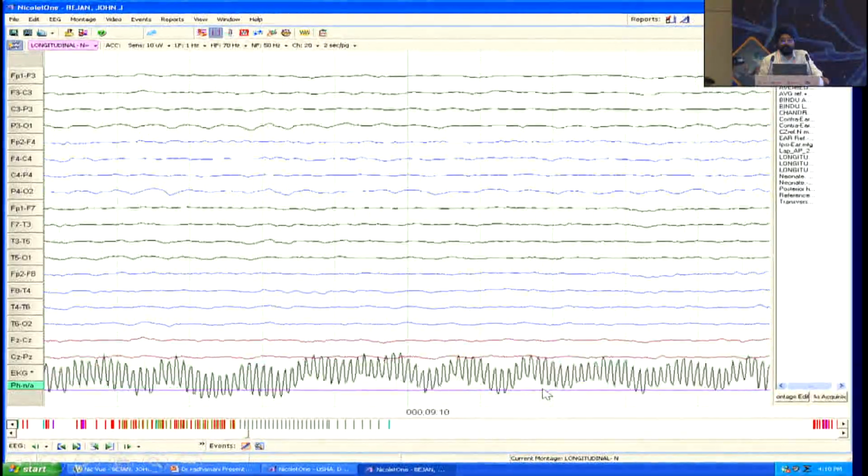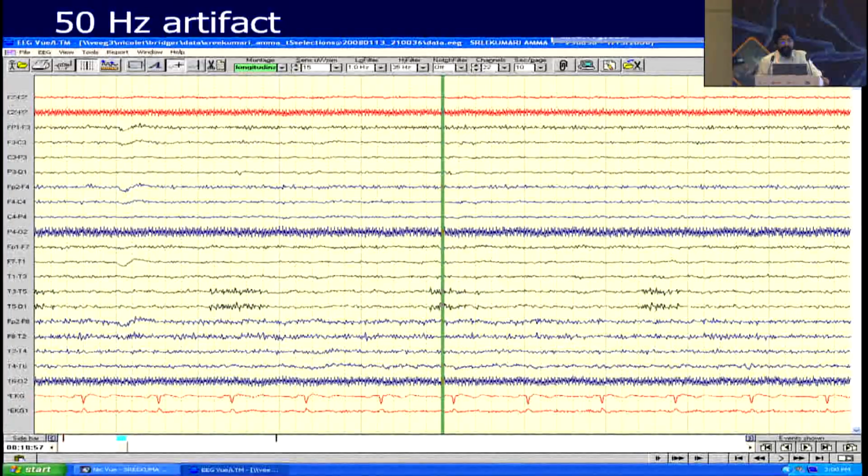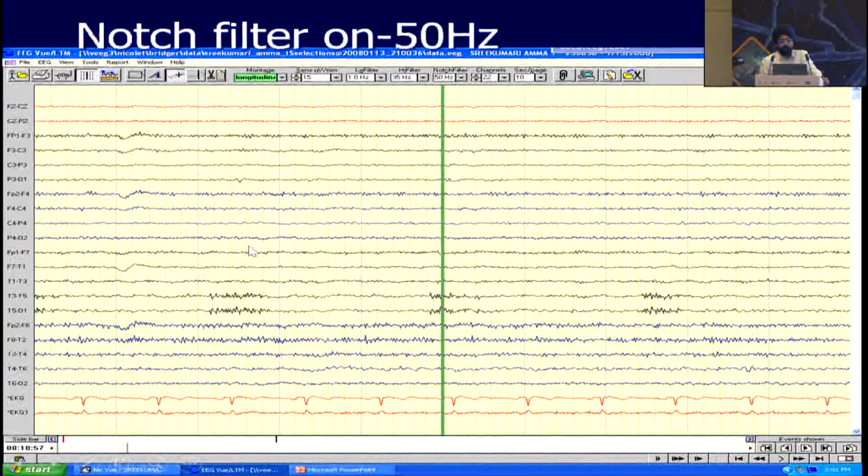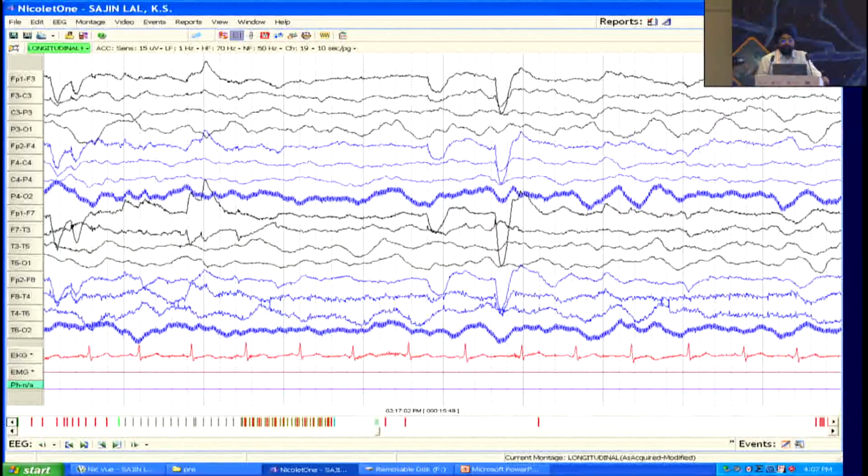So in this we see a very dirty line coming on the EKG electrode. And when we change the settings, we can say this is 50 Hz artifact picked up in the EEG. Again, a 50 Hz artifact over CZ, PZ and P4 O2. So when you switch on the notch filter, this usually will come down. So it is very important to switch on the notch filter. So again, P4 O2 showing a 50 Hz artifact.